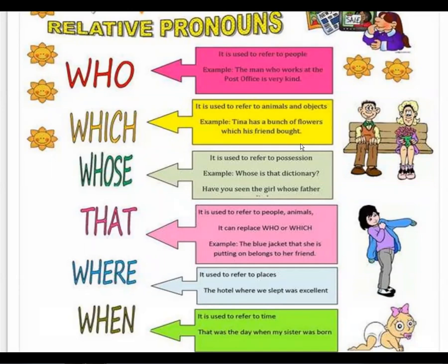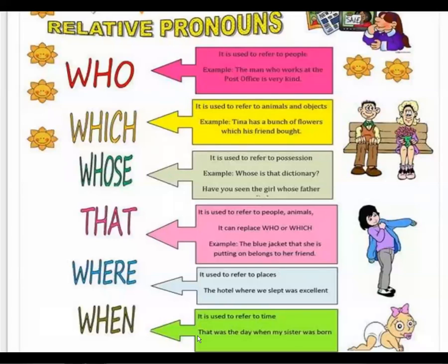You can read the example, the first example also, and you will understand where we use these WH words in the sentence for relative pronouns. I'm waiting for your answers, beta. If you see the first example: The man who works at the post office is very kind. I'm not using it in a question way, right? How am I using it?